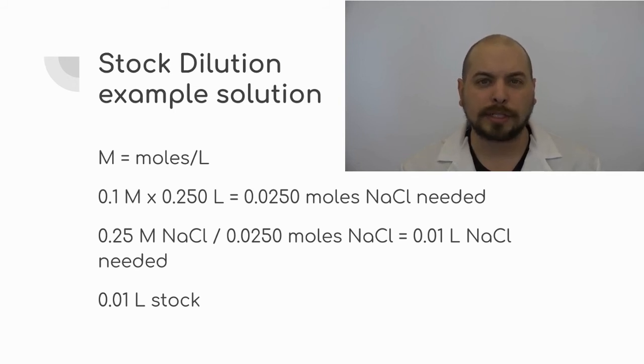But wait, I had just said I took 0.01 liters. So what I need to do is take that 0.01 liters and add it to a volumetric flask, and then I'm going to fill it all the way up to the 250 milliliter volumetric flask's line. That's going to give me exactly the volume and the concentration of the solution I need for this situation.